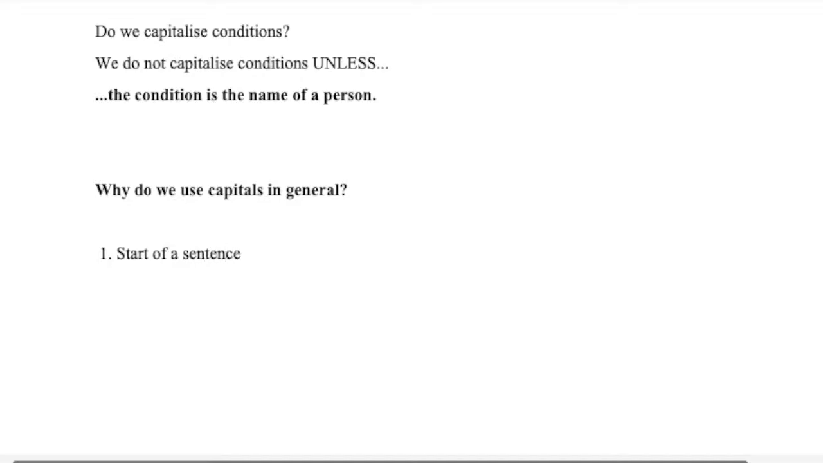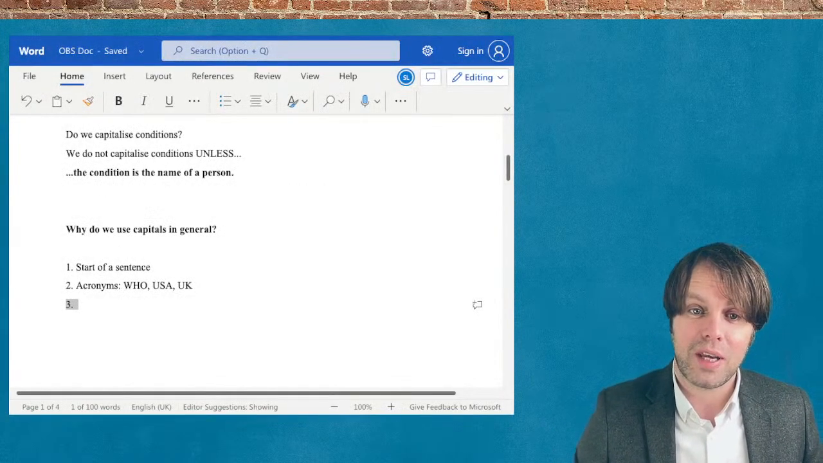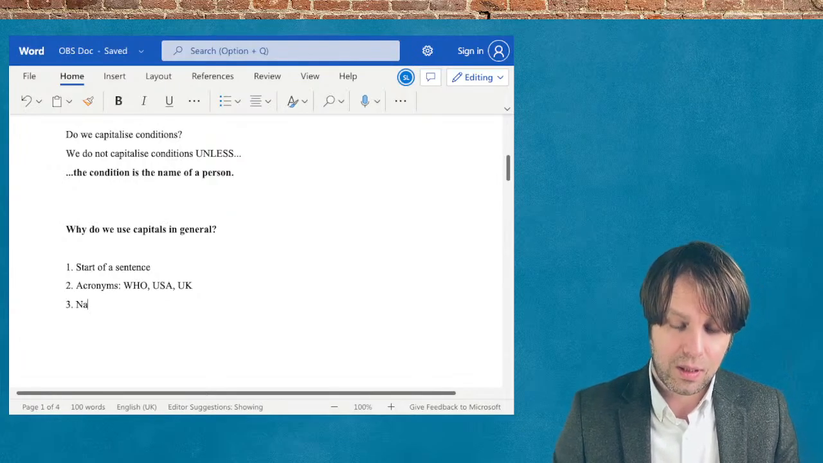Number two, we use capitals for what we call acronyms, like WHO or USA, UK, right? So we use it for acronyms. There are small reasons, but really the main reason, guys, there are other reasons that, to be honest, are not very important for OET. The main reason that we use capitals in general is names.